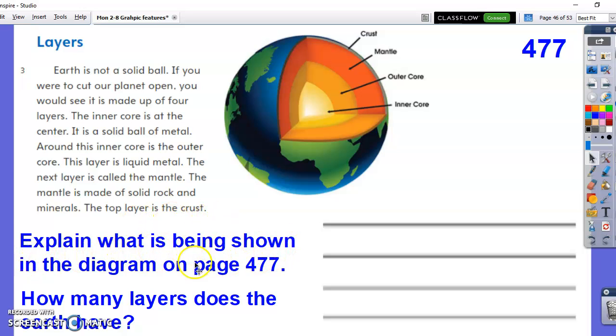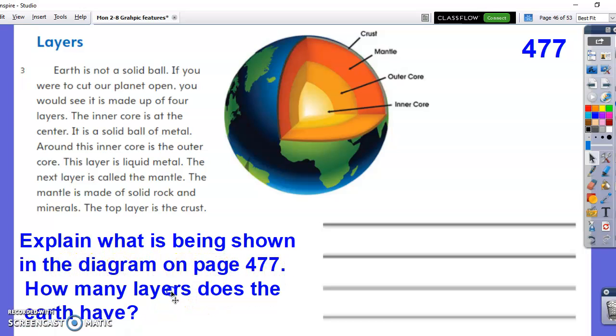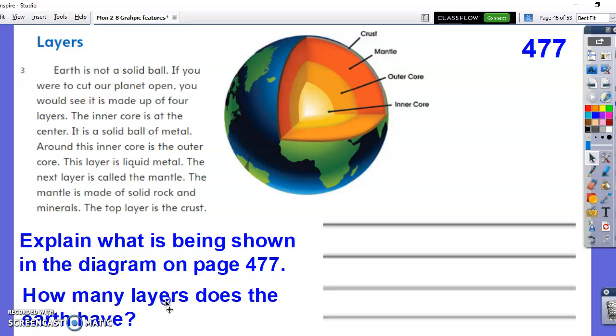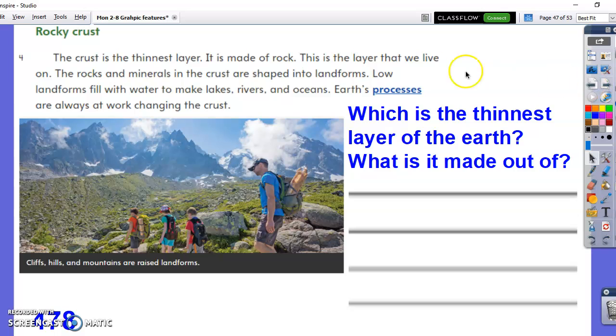Explain what is being shown in the diagram on page 477. How many layers does the Earth have?